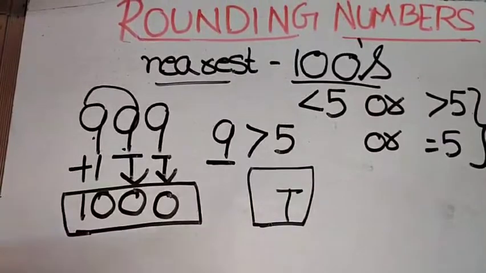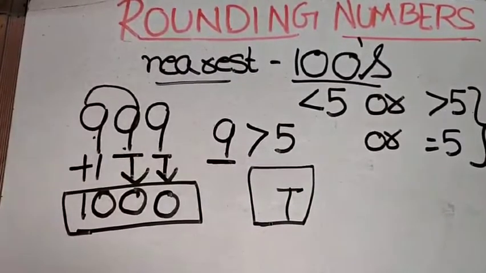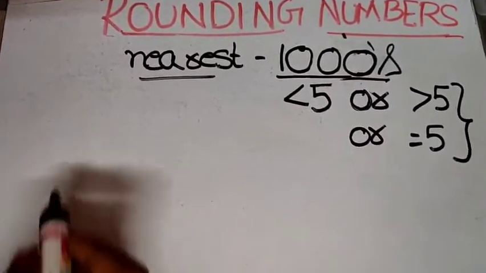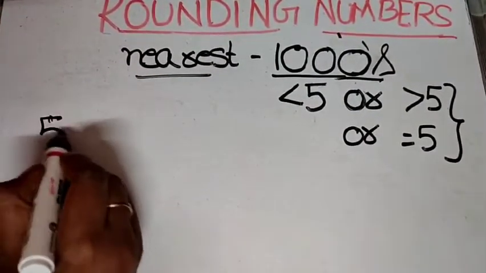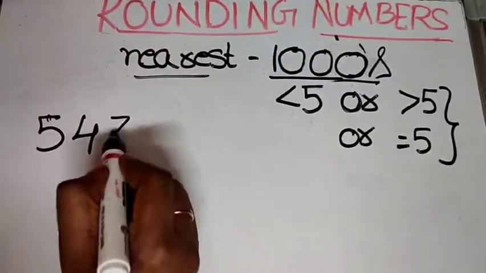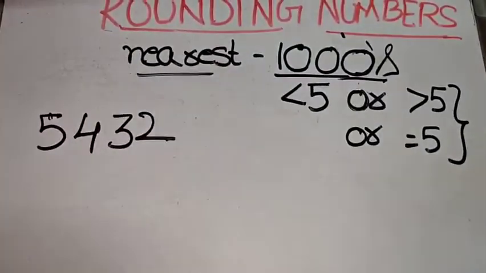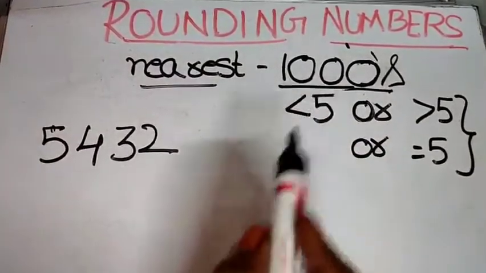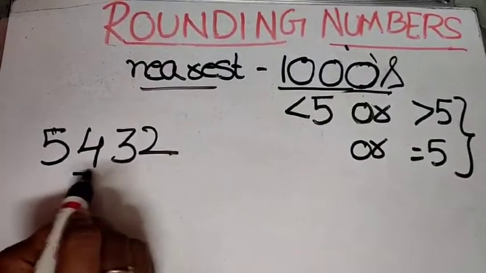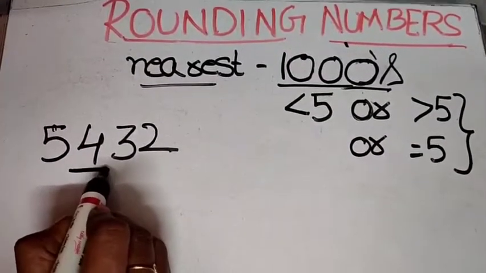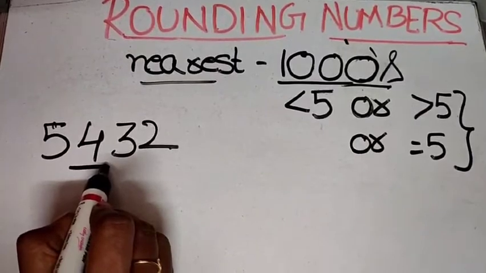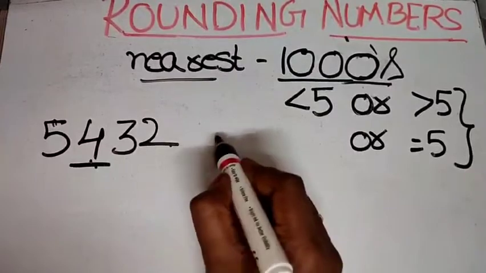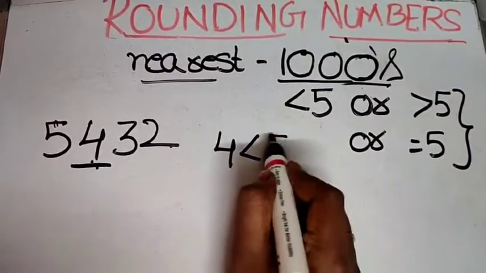Now let us see how to find the rounding number for nearest thousands. So now let us take a number. So I am taking 5432. While you are finding a rounding number to nearest thousand, which digit we have to check? Yes, we have to check the hundreds place. So we have to check the hundreds place digit whether it is less than 5 or greater than 5 or equal to 5. So 4 is less than 5.